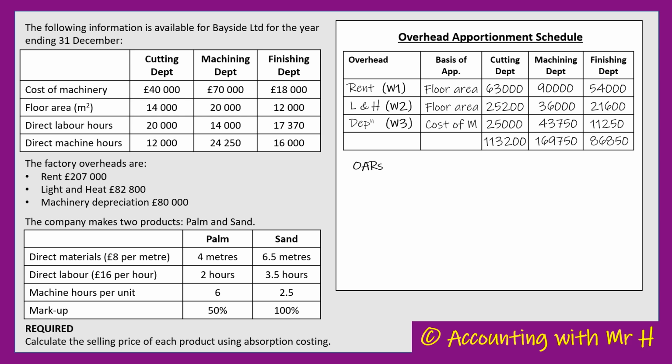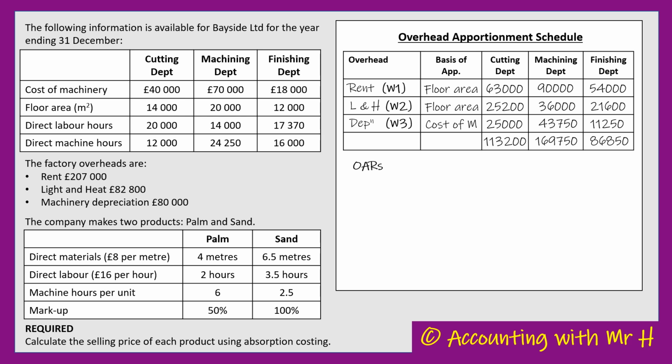Okay, the next thing I'm going to do is work out the overhead absorption rate, often abbreviated to the OAR, or the OARs. If I look at the cutting department, it has now absorbed a total of £113,200 of the overheads, but I can't put all of that on one product. I can't put all of that into the cost of one unit of the palm or the sand. So I need a way of absorbing that into each unit that is manufactured.